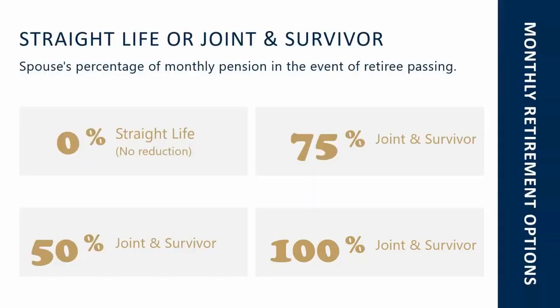All of the percentages, the 50, 75, or the 100, will come with reductions in the event that Joe wants to leave something for Jane and for his pension to continue in the event that he predeceases his spouse. On the next slide, I'll show you how the factors work.